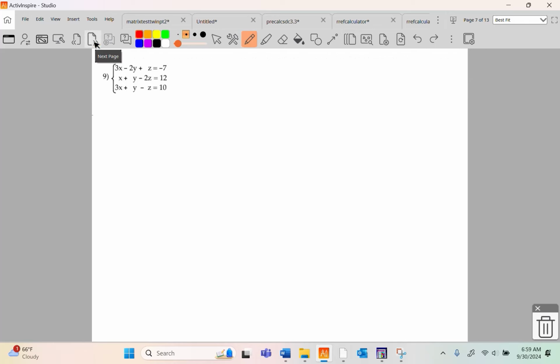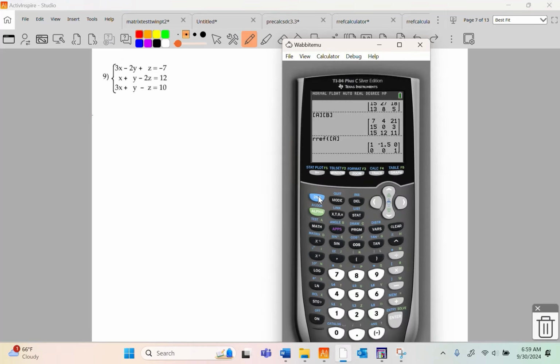Moving forward, more of the same, except here we have a 3 by 4. So second matrix, scroll to edit, and again, be playing along.